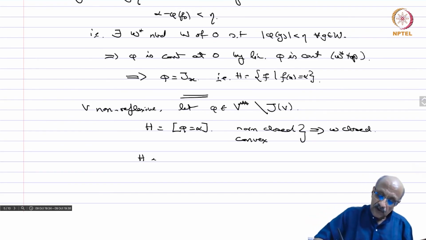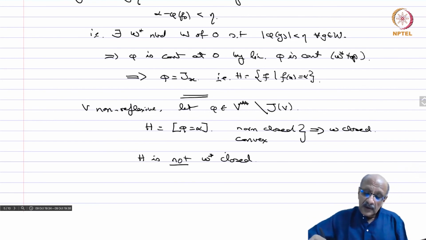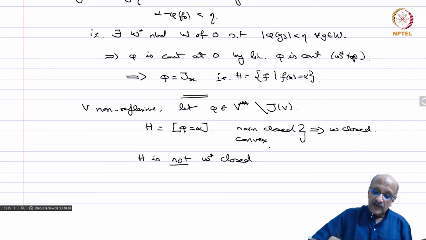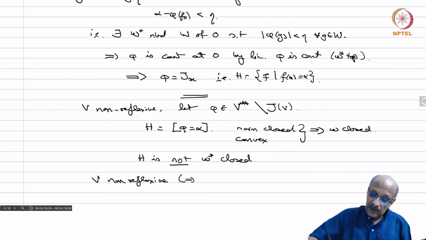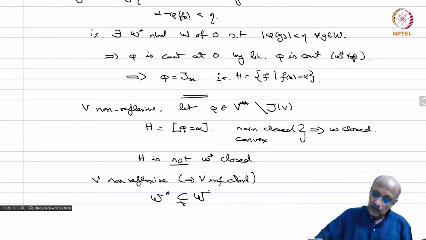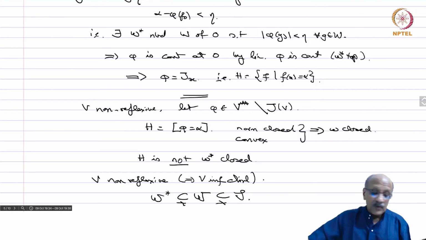But H is not weak star closed, because phi is not of the form j f x. Therefore it is not weak star closed. That is what we have just proved now. So if V is non-reflexive, that automatically implies V is infinite dimensional. Then you have the weak star topology strictly contained in the weak topology, which is strictly contained in the norm topology, or the strong topology. Okay, so you have these things.